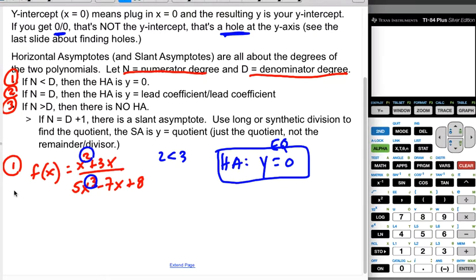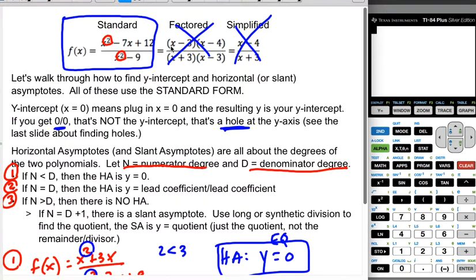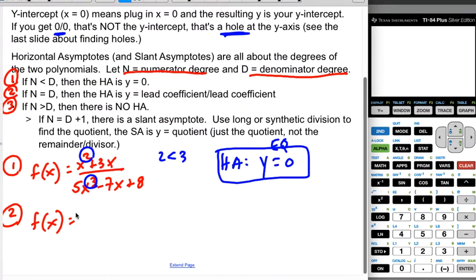The second case is if n is equal to d. Well, that's actually the same case as the one we're looking at right here at the top. We have x squared minus 7x plus 12 over x squared minus 9. Well, the degrees are the same. Then you're just looking at the fraction of the leading coefficients.